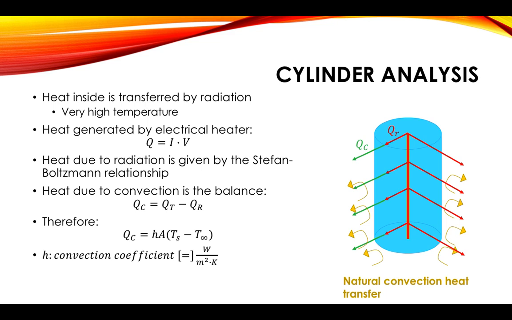So the total heat generated minus the heat lost through radiation is equal to the heat lost through convection. Then the heat convection coefficient, h, can be calculated from this convection energy by solving for h. As we can see from the image to the right, some heat is lost through radiation inside the cylinder, and the rest is lost through convection outside the cylinder and also through radiation.